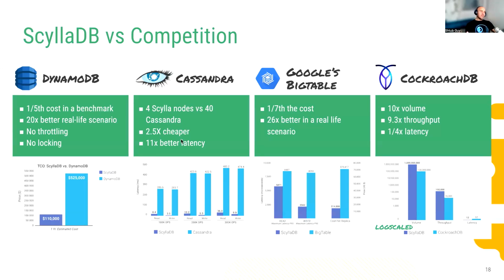And not only did they have fewer nodes, which translates to easier maintenance, of course, they also got a solution that was 2.5 times cheaper, and they got 11 times better P99 latencies. So they got a way better solution for a lower cost with fewer nodes just by replacing Cassandra with ScyllaDB. And you don't have to take my word for it. You can see the exact benchmarks on our website comparing migration stories from different databases.